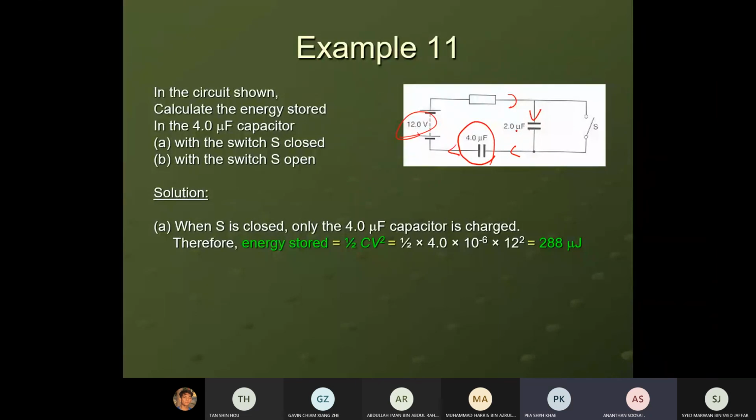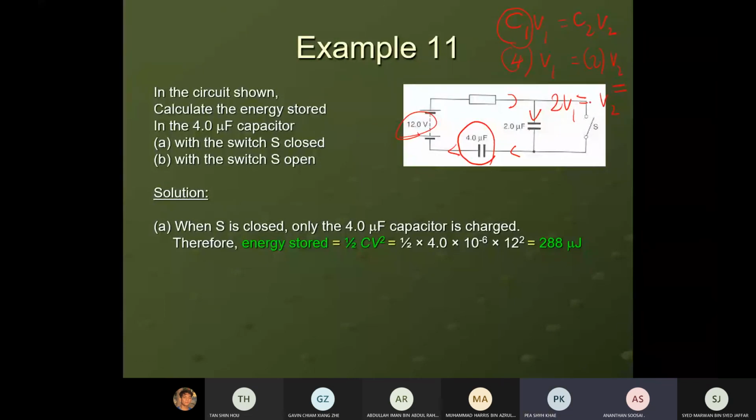Anyone? How to know? What is the same for both of them? Charge. Charge is the same. So when charge is the same, C1V1 must be equal to C2V2. So the capacitance is 4 microfarad with V1, and 2 microfarad with V2. So tell me from this, is V1 greater or V2 greater? V2 should be bigger. Small capacitance needs a big voltage. So V2 is 2V1.